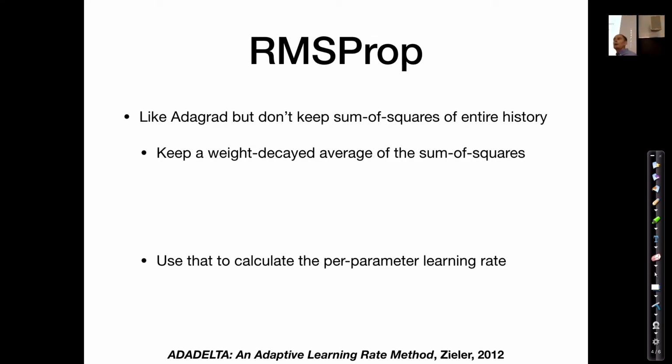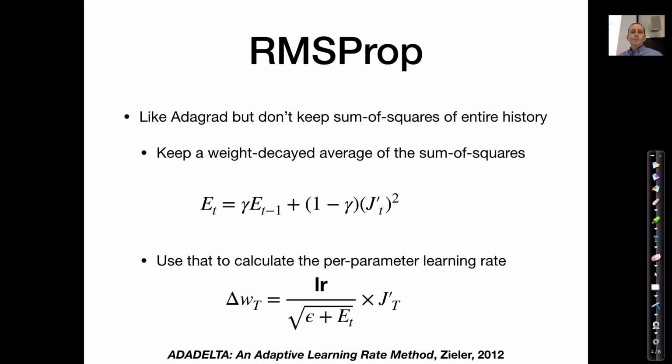So we're like Adagrad, but we don't keep the sum of squares. We just keep a weight decayed average. So we say our average is going to be weighted, based on gamma, of our average so far plus the square of the current gradient. So it's basically like Adagrad, except we're using this exponential moving average. And then we just use that instead of the sum of squares.